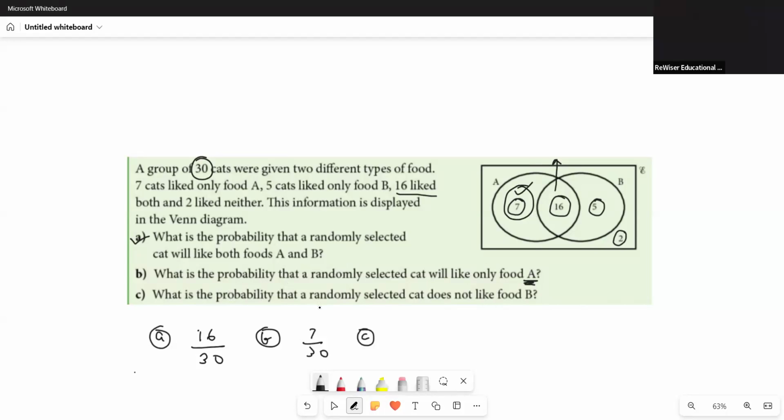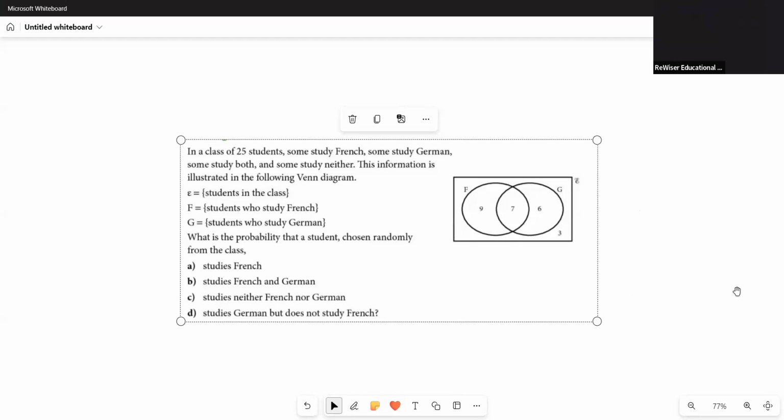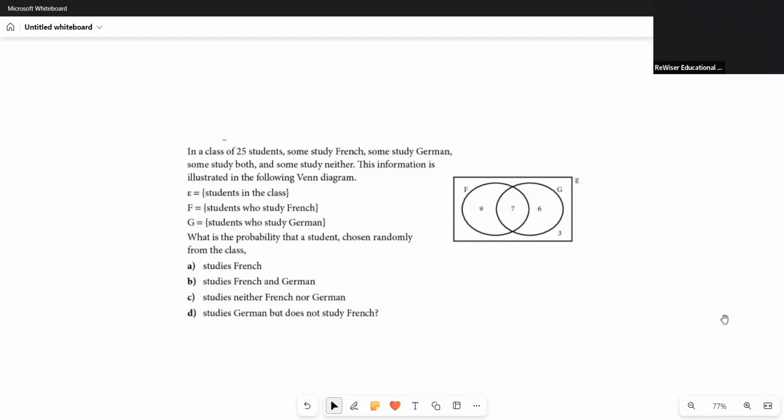Part C of the question says, what is the probability that the randomly selected cat does not like food B? So that means we have to exclude the entire B part. That means this part has to be excluded. So we are only left with 7 and this 2, which like neither thing. So the probability has to be 9 by 30. Look at the way we responded to part C of the question. That's very vital. Most of the students make errors over here. So the other type of question that's asked on Venn diagrams can be like this.